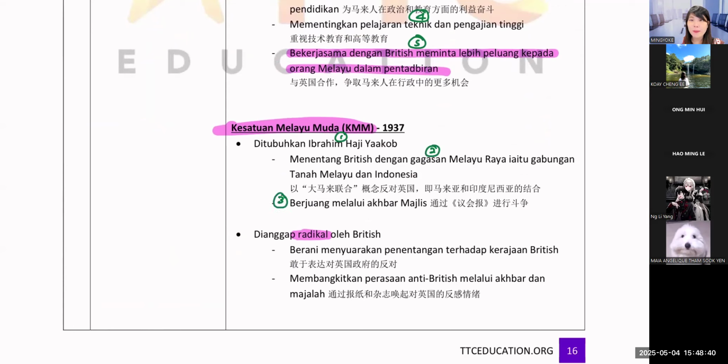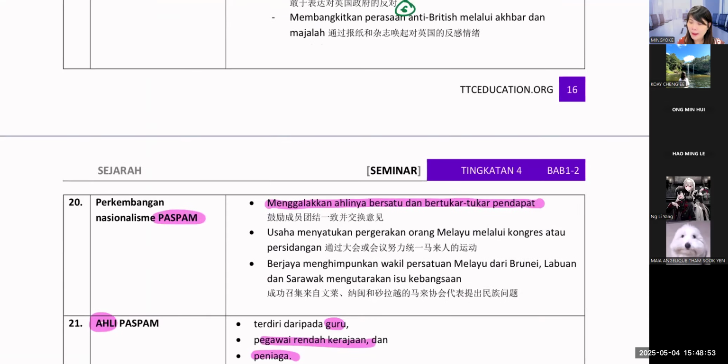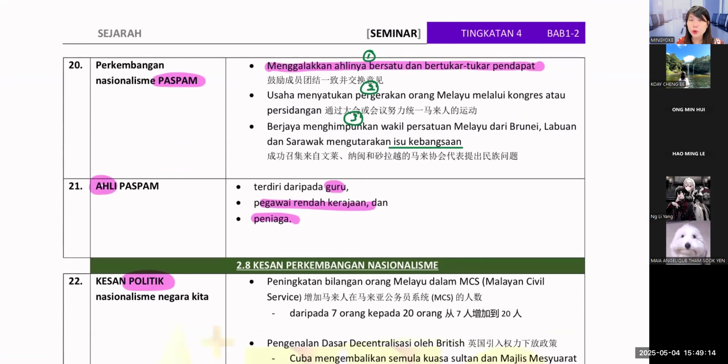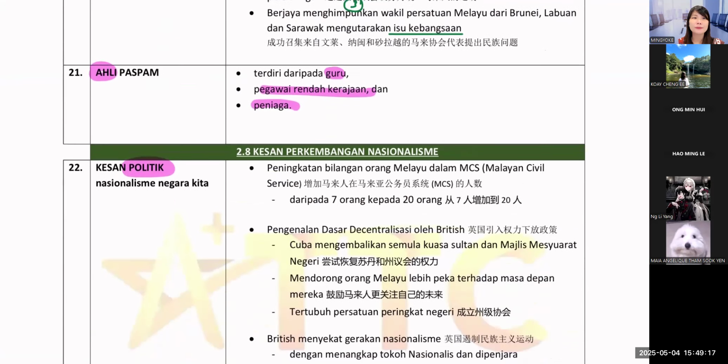They used the newspaper Majlis, and they are considered radical because they dared to voice up their resistance against the British, and they raised anti-British sentiment in the newspaper and magazine. PASPAM instead, they unite and exchange opinion. They unite all the Malays through Congress and successfully gathered a lot of Malay associations from Brunei, Labuan, Sarawak. They talk about national issues. Then the members are guru, pegawai kerajaan, peniaga, all those.